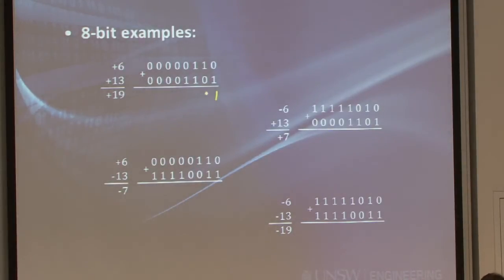0 plus 1 is 1, 1, 1. 0 carry 1, 0 carry 1, 0. Hopefully this is plus 19. We have 1 plus 2 plus 16 equals plus 19. That works really well.